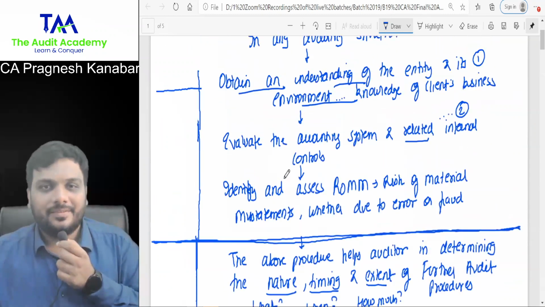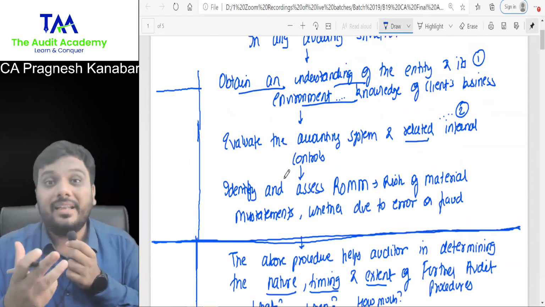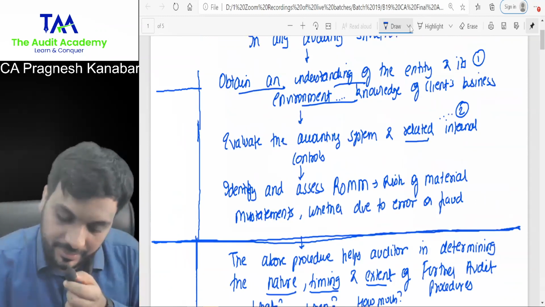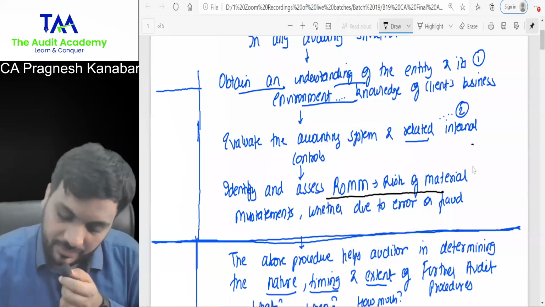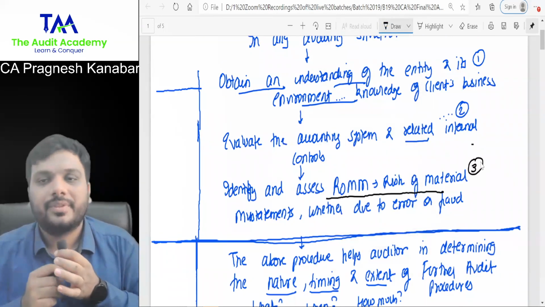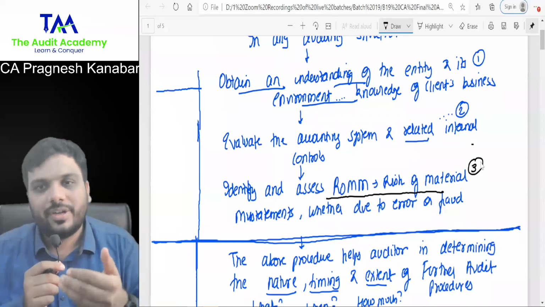Yes. But for every single line, I will make you write something. Listen, we need to do a little bit of decoration. So for this risk of material misstatement, third point. I mean, you can use normal ink. I was just trying to highlight. Okay.